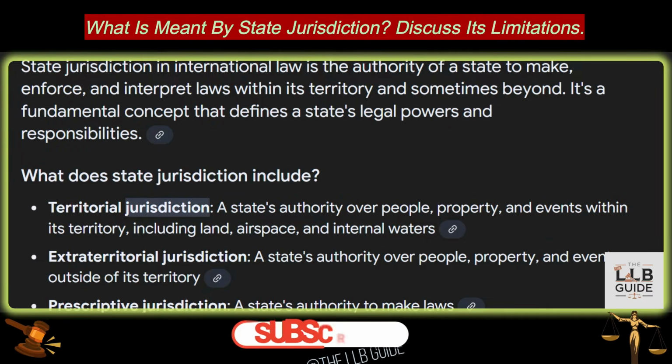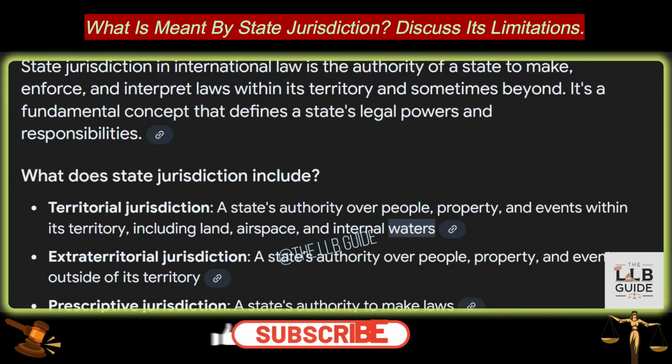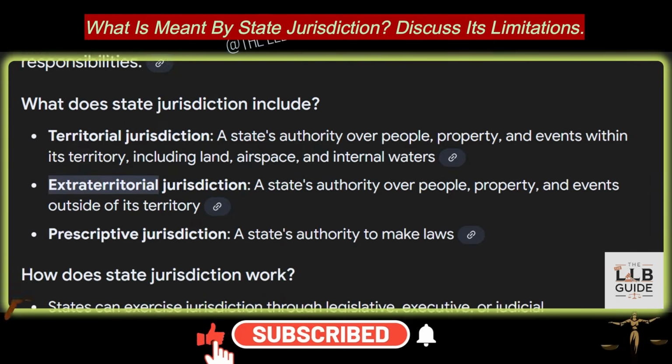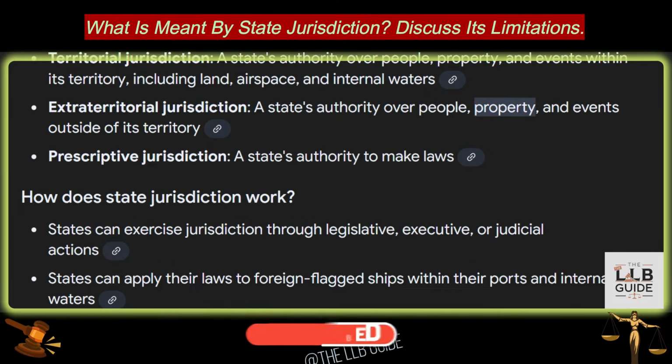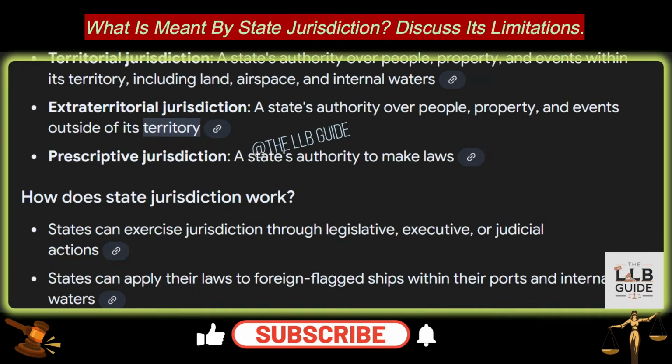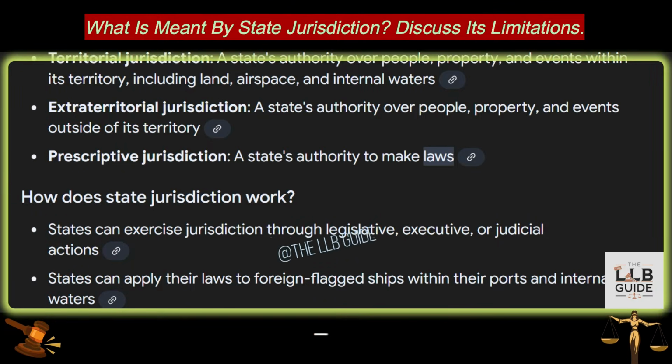1. Territorial jurisdiction. A state's authority over people, property, and events within its territory, including land, airspace, and internal waters. 2. Extraterritorial jurisdiction. A state's authority over people, property, and events outside of its territory. And 3. Prescriptive jurisdiction. A state's authority to make laws.